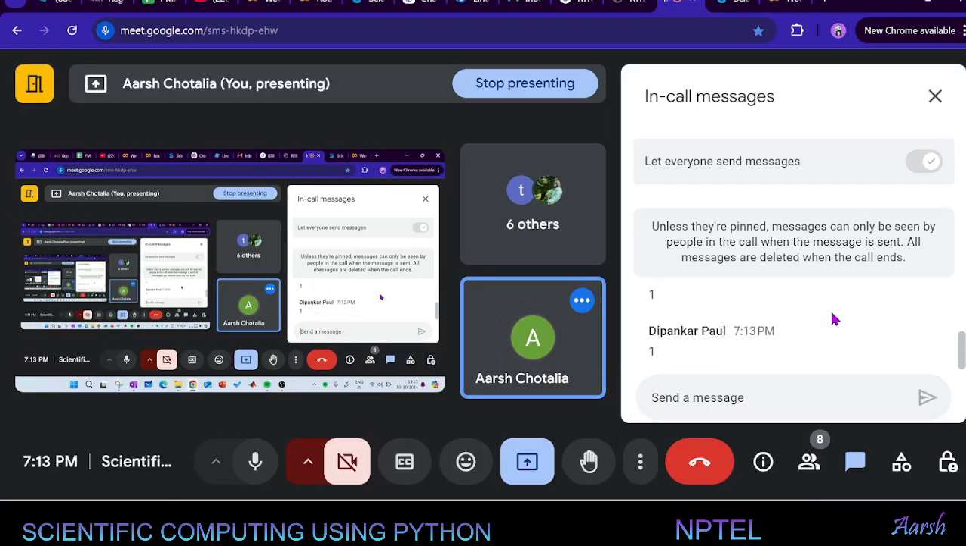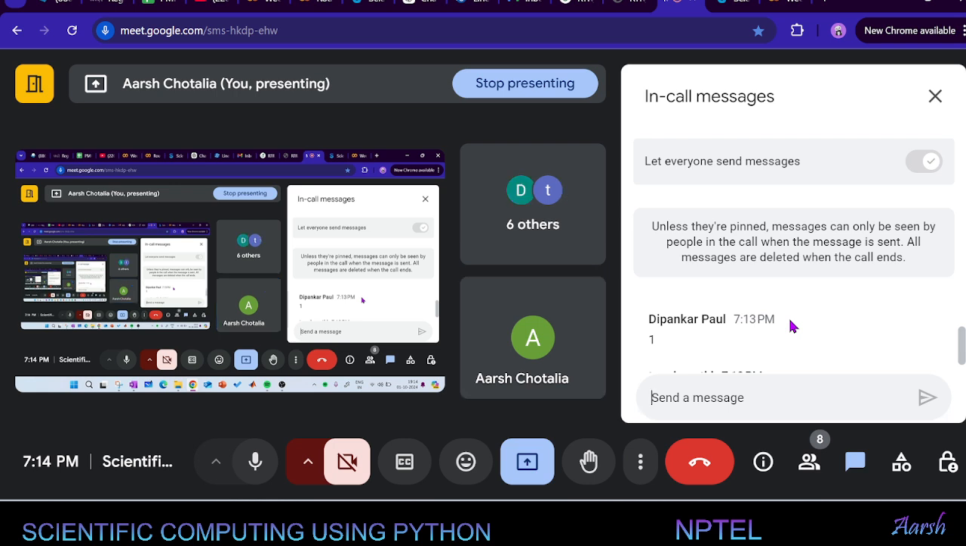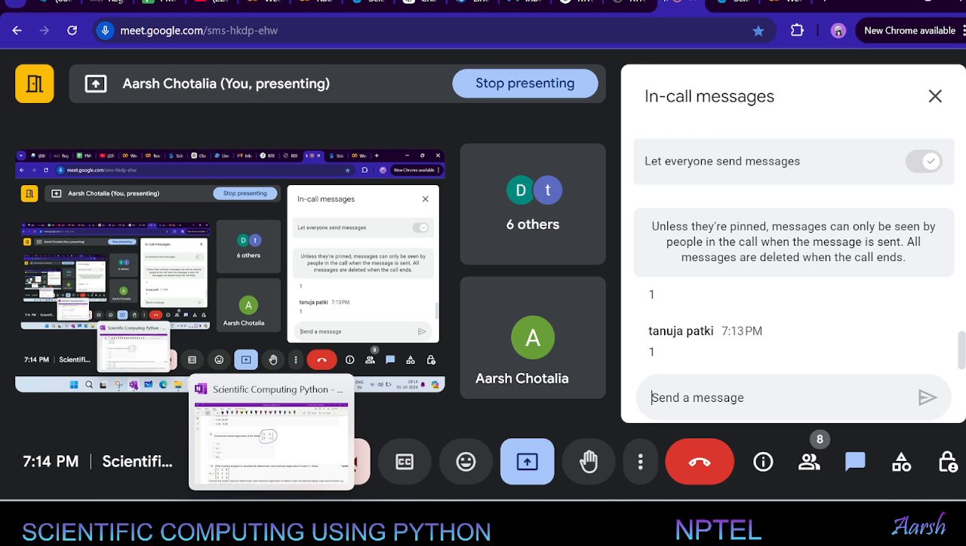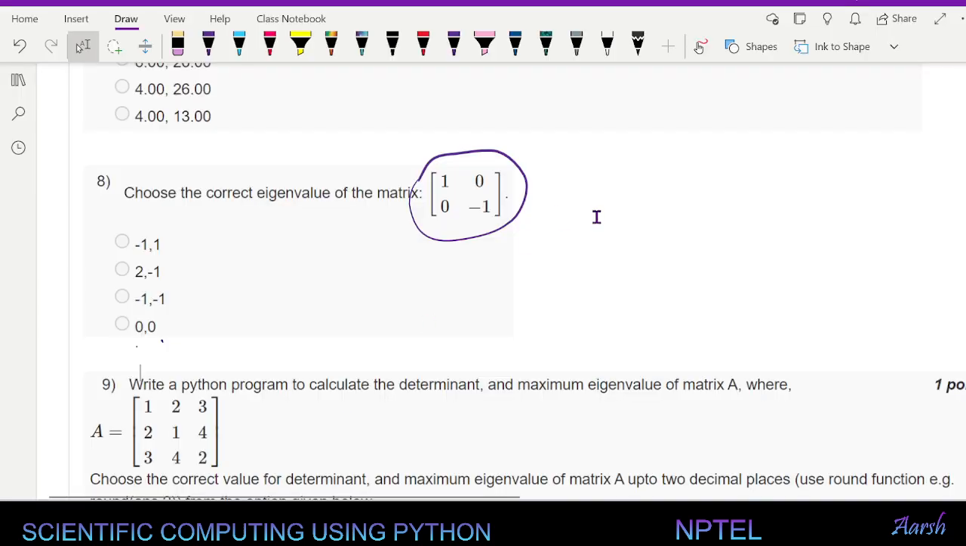1, Dipankar. Tanuja is also saying 1. Yeah, so how did you do it, Dipankar? The diagonal entries are the eigenvalues because it's an identity matrix. No, not identity, it's a diagonal matrix. So yes, diagonal entries would be the eigenvalues. Right, exactly. Thank you, perfect.